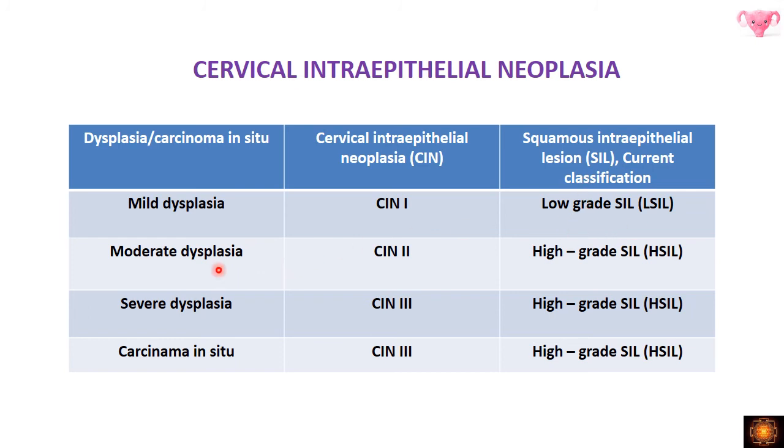Whereas moderate dysplasia was given as CIN2, and this comes under high-grade squamous intraepithelial lesion. Even the severe dysplasia, which is called CIN3, comes under high-grade squamous intraepithelial lesion. Carcinoma in situ comes as CIN3, and here it comes as high-grade squamous intraepithelial lesion. So totally, in the newer system, the current Bethesda classification or reporting system, they have divided it as just L cell, H cell and invasive carcinomas.